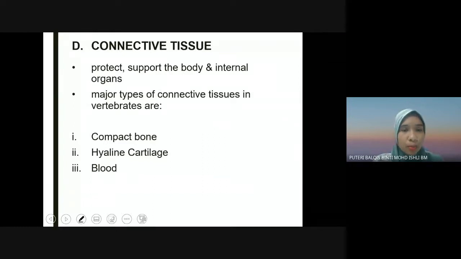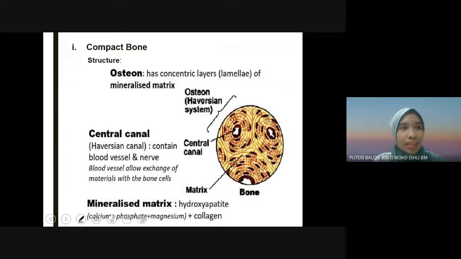Connective tissue is to protect, support the body and internal organs. Major type of connective tissue: compact bone, hyaline cartilage and blood. Kena tulis nama dia macam tu, hyaline cartilage. Yang ni saya rasa awak boleh baca sendiri lah.